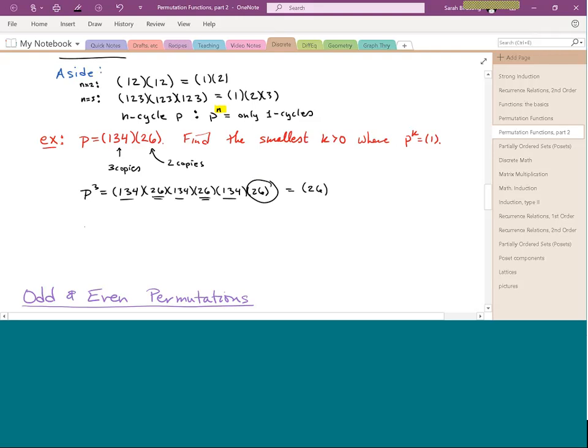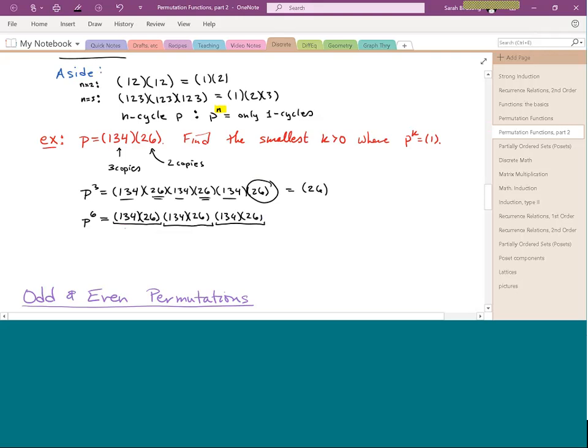So if we bump this up into P6, that would give you 6 copies of each of these guys. So you'd have 1, 3, 4, 2, 6. There's one of them. 1, 3, 4, 2, 6. 1, 3, 4, 2, 6.